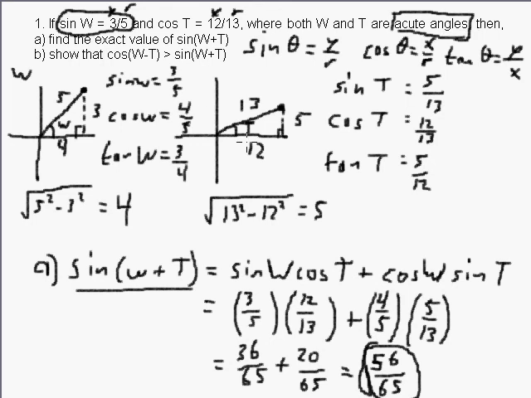If it hadn't been in the first quadrant, if it had been in the second quadrant, then you would have gotten some CAST rule stuff where you get negatives. So if you were in the second quadrant, the S quadrant, then sine would have been positive and both cos and tan would have been negative, but that didn't happen. Okay, next part, B, another video.